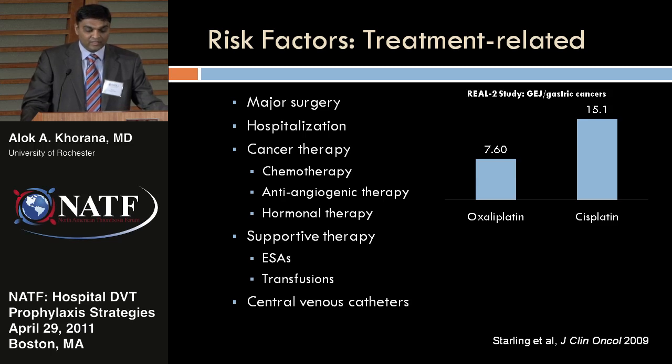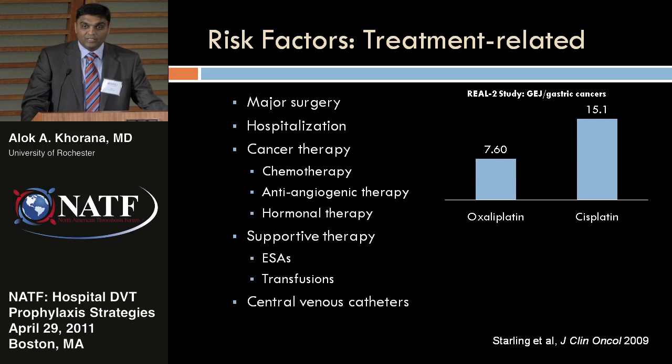Here we have a study of patients with a single type of cancer, GE junction and gastric cancer, with a single stage. These are all patients with just metastatic cancer alone. And they were given essentially the same chemotherapy, with the exception that one platinum drug was substituted for another platinum drug. And as you can see, just that one simple substitution led to a doubling of the rate of VTE in patients in whom everything else was completely controlled. So 15% rate of VTE in patients receiving cisplatin versus 7.5% in patients receiving oxaliplatin.